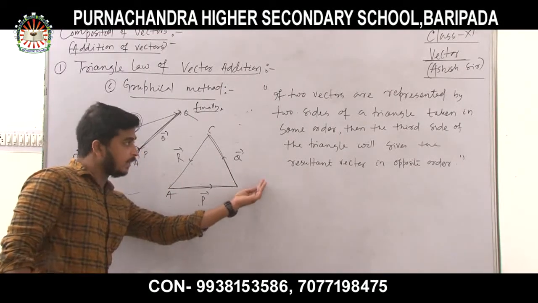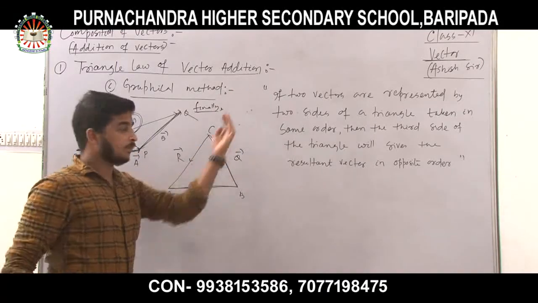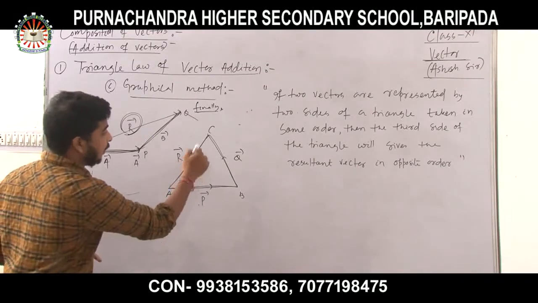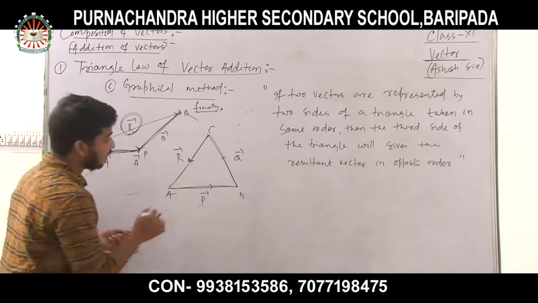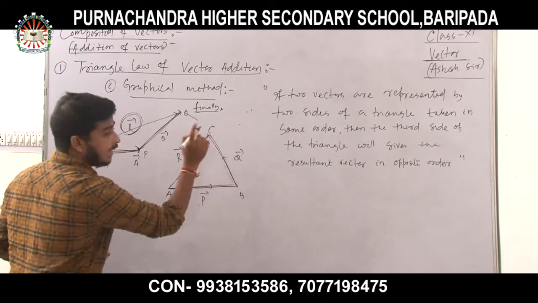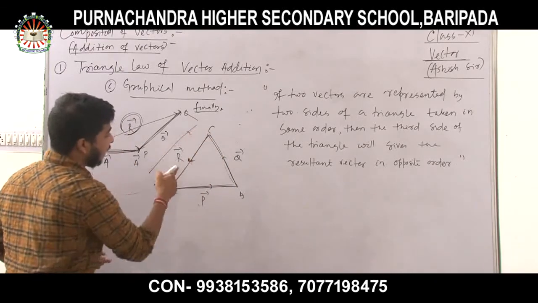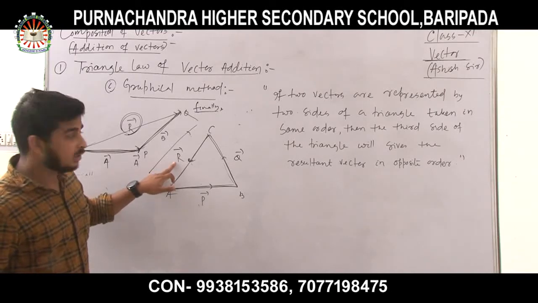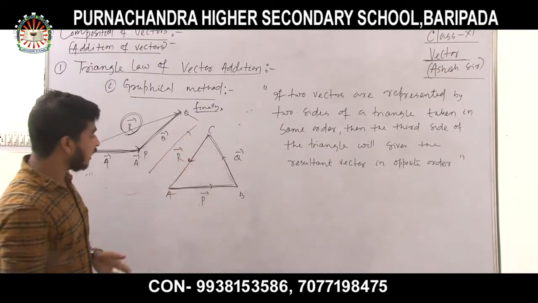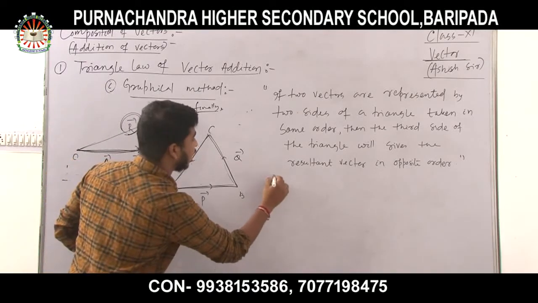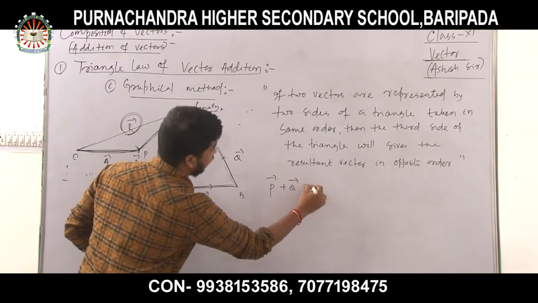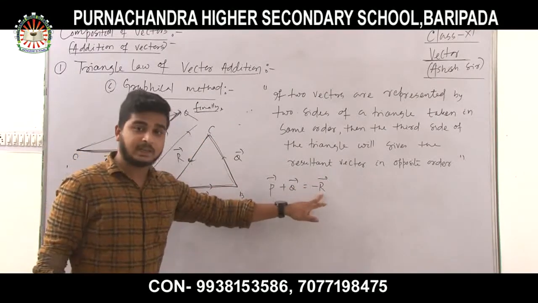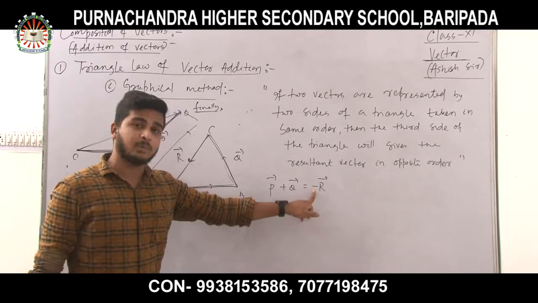This is the direction of P and Q. This is the order. But look at the R vector. Its direction is opposite to the resultant vector. If these two vectors are like this, the resultant vector must be like this. But here the direction of R is opposite. So you can write P vector plus Q vector is equal to minus R vector, because the direction of R is different. In order to change the direction, you have to put a negative sign.